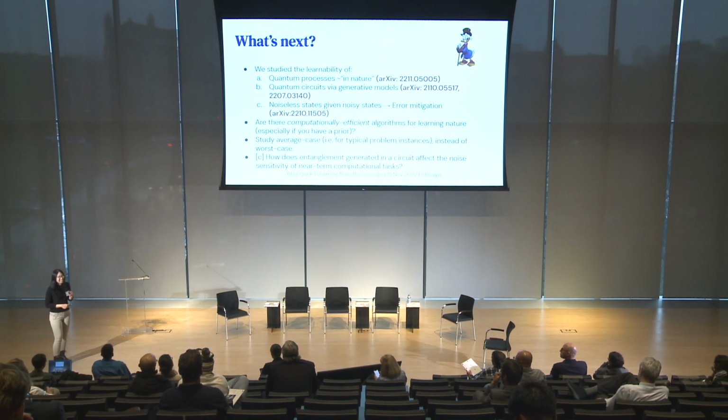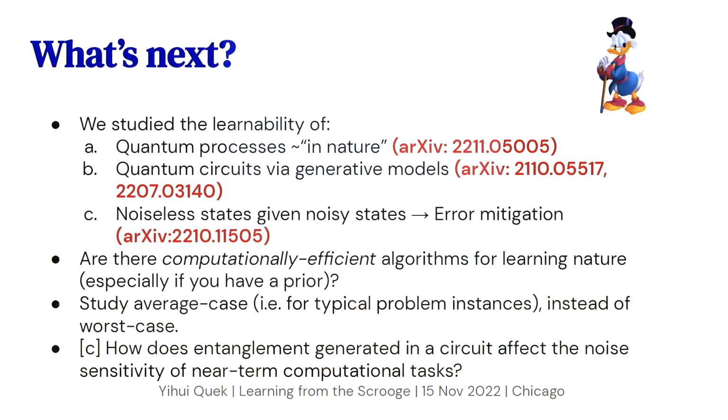And then the very last question is a connoisseur question, which is specific to point C, which is that in order to prove our results for error mitigation, we had to construct very rapidly mixing quantum circuits, which are also highly entangling. And the question here is, how does the entanglement generated in a circuit affect its noise sensitivity? And I'm particularly interested in circuits that are used for near-term computational tasks.